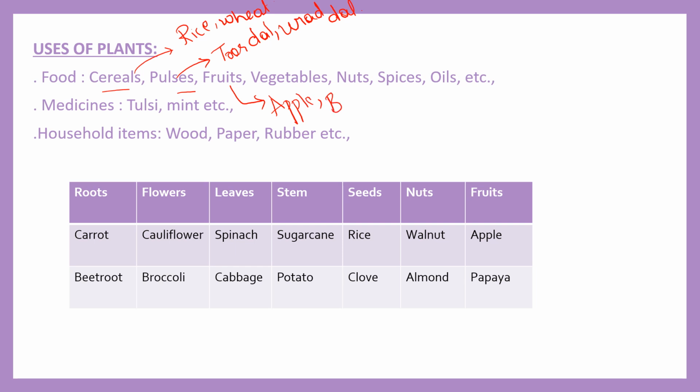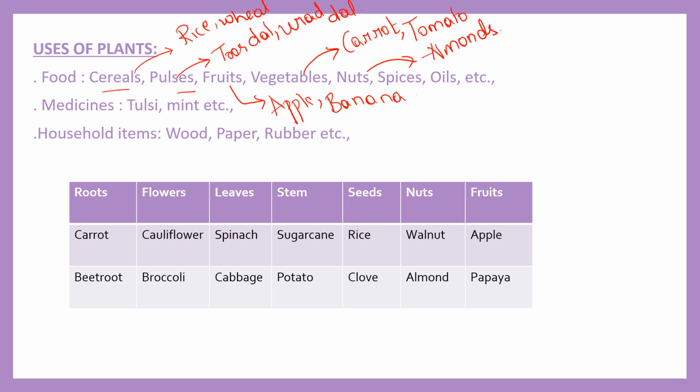Apple, banana, everything, every fruit we get from a tree or plant. Okay, next vegetables. What are all the vegetables? Yes, I need not mention, every day you will be having vegetables, right? Carrot, tomato, and all that. And how about the nuts? Yes, tell me. Yeah, almonds.